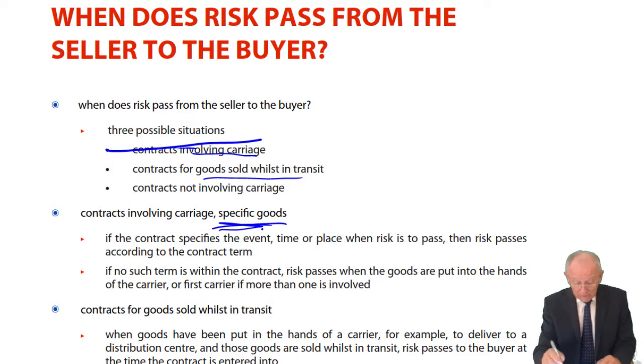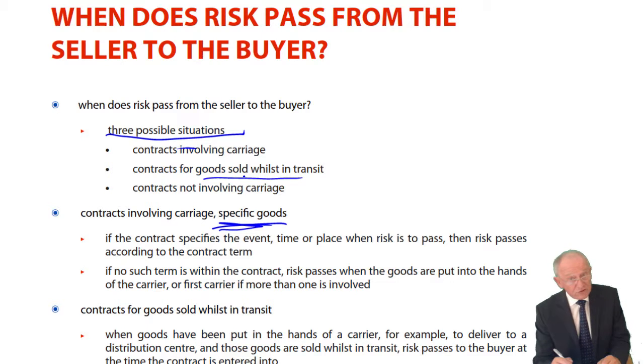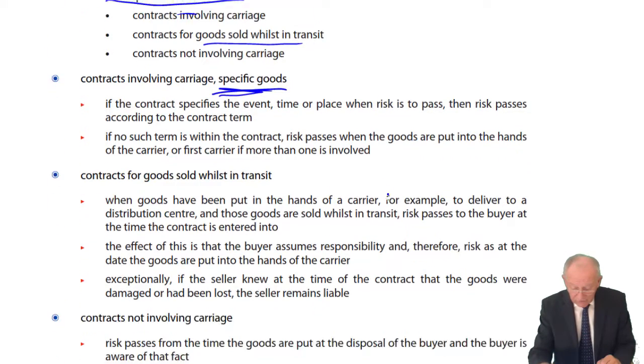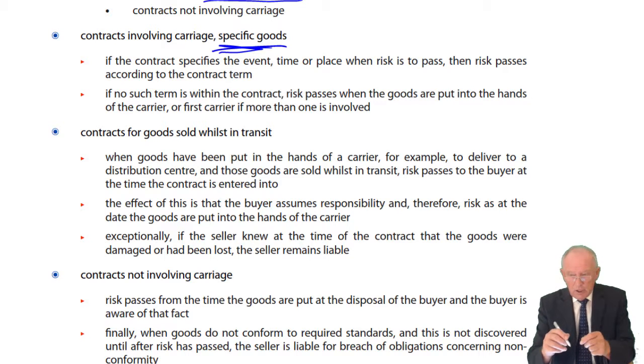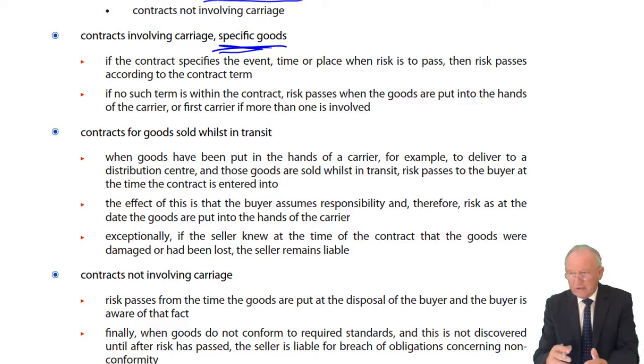Anyway, let's get back here to the notes. Three possible situations: contracts involving carriage, contracts for goods sold whilst in transit, and contracts not involving carriage. Now, for contracts involving carriage, I've dealt here with specific goods, but keep your mind open with reference to this issue of unascertained goods. If a contract specifies the date, the time, the place of the passing of risk, then that's when risk will pass. But normally, otherwise, risk passes with ownership.